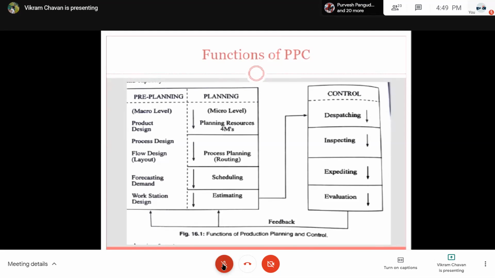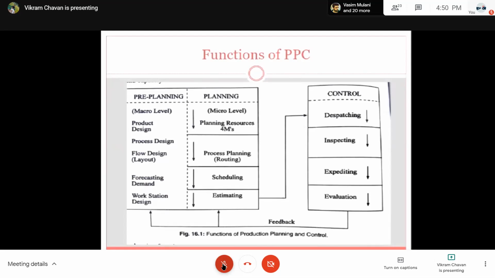Then here it is mentioned that the planning for the resources is nothing but the 4 M's. What are the 4 M's? Man, machine, material, and method. These are the 4 M's always followed by the industry, and planning related to that. Planning the resources about 4 M's.